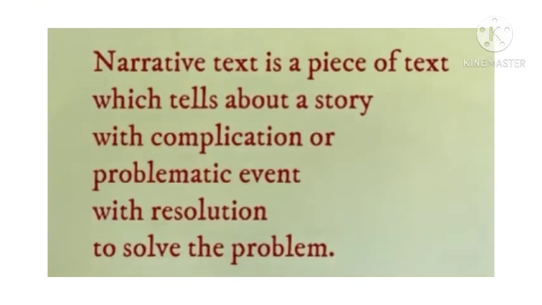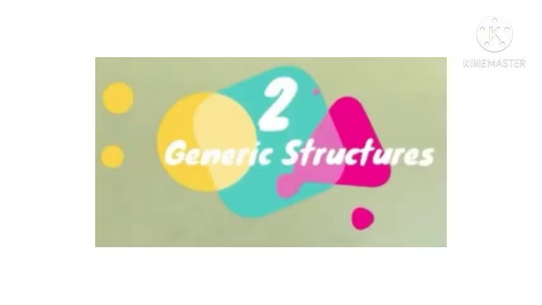Narrative text is a piece of text which tells stories with complications or problematic events with resolution to solve the problem. Or we can probably say that narrative text is like someone who is having a problem in their life, and that problem makes their conditions get worse, but those problems will lead them to resolution that can make their conditions get even better. Now that you have known the definition of narrative text, let's continue with the generic structure of the text.